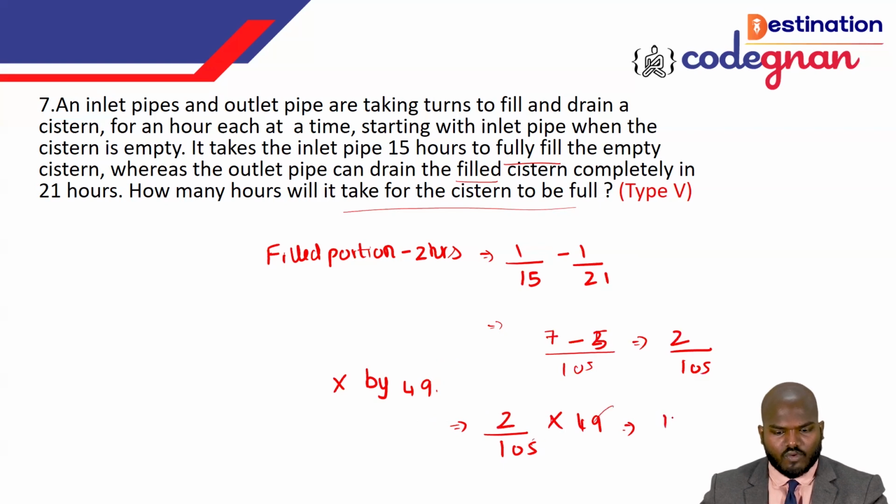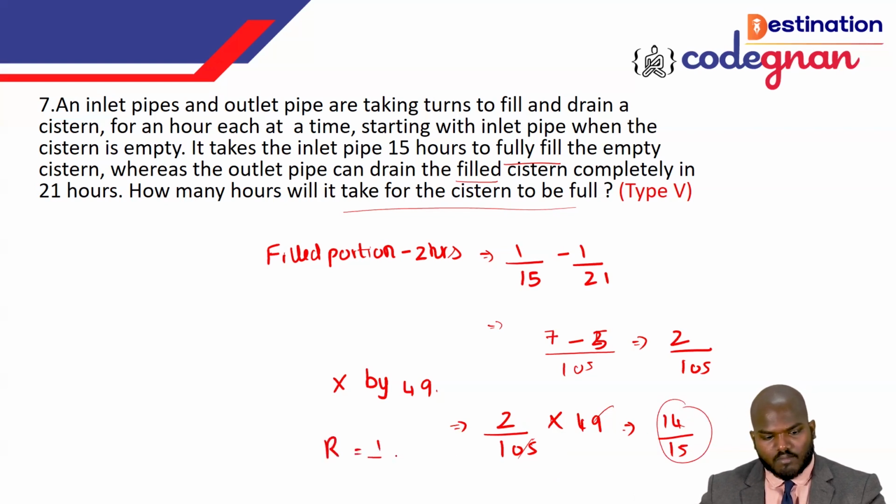We can call that 14 by 15 here in this place, because it will give you the value with respect to the 7th table. So 7 sevens are 49, and it will give you 14 times 15. This portion of the work is completed. So then we can say the remaining work is 1 by 15.